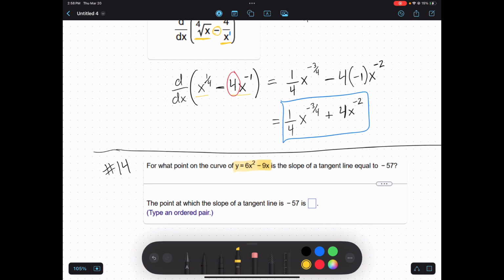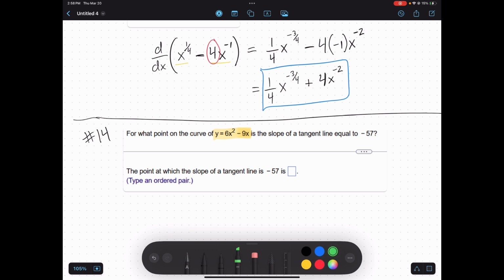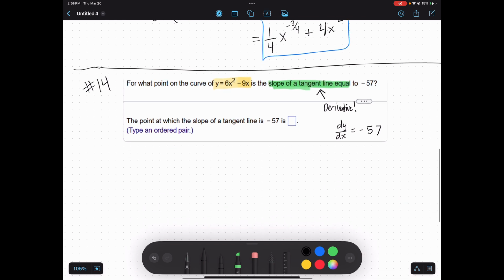Well, remind yourself what we talked about in 1.4. How are derivatives related to tangent lines? Well, the derivative is the slope of the tangent line. So right there where it says slope of a tangent line, what is that talking about? That's just the derivative. So I want to know where the derivative is equal to negative 57. That's what this question is asking me. Where is the derivative of this function equal to negative 57? Well, how do I do that?